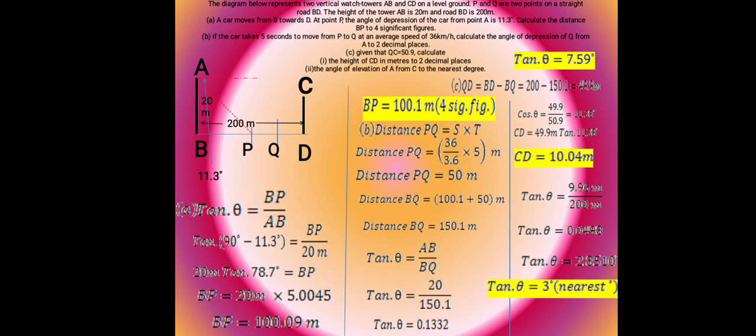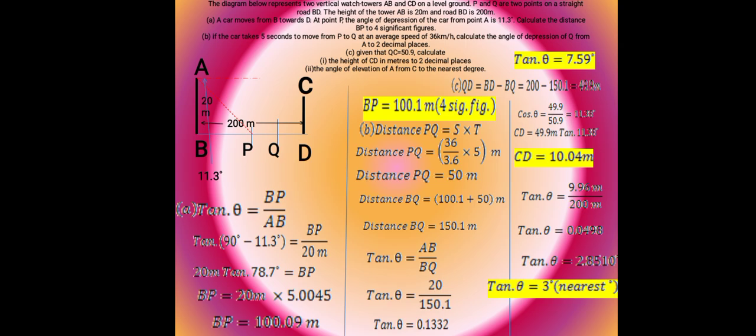The diagram below represents two vertical watchtowers AB and CD on level ground. P and Q are two points on a straight line, on a straight road BD. The height of the tower AB is 20 and the road BD is 200 meters. A car moves from B towards D. At a point P, the angle of depression of the car from the point A is 11.3. Calculate the distance of BP to four significant figures.